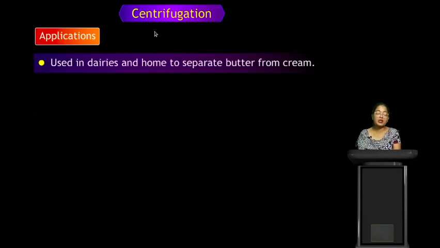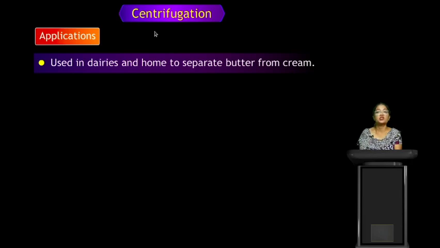Next, it is used in dairies and at home to separate butter from cream. Like we said before, in the dairies they use some machines. At home we use those churners. So again, the centrifugation method is used to separate butter from cream. Earlier it was cream from milk. Now here we are separating butter from cream.